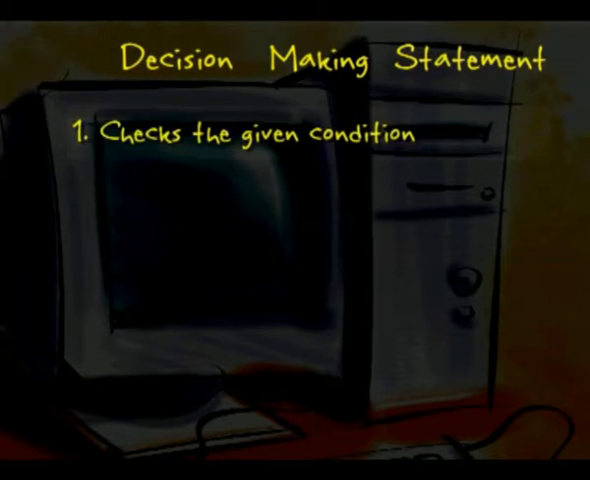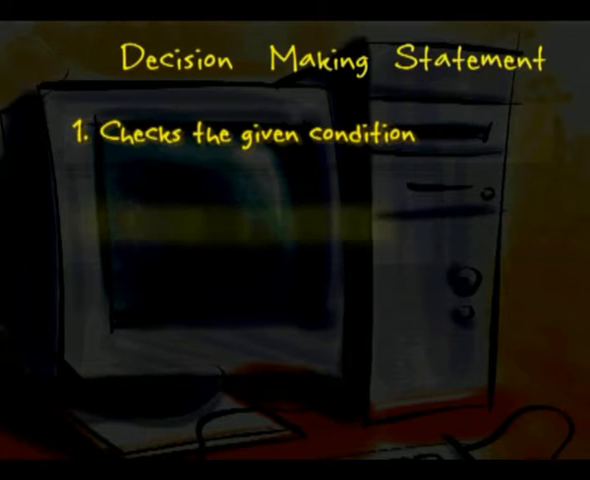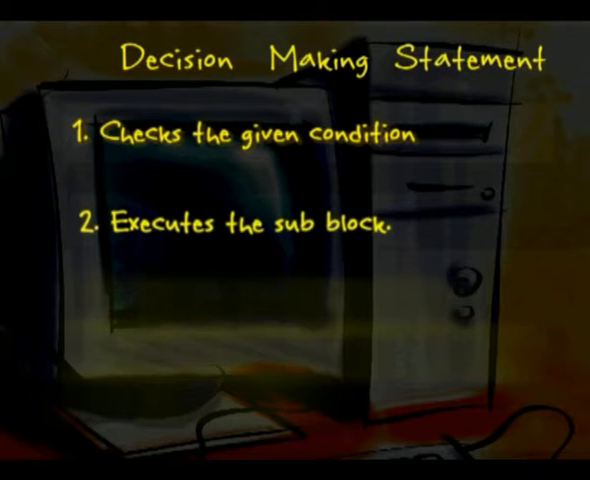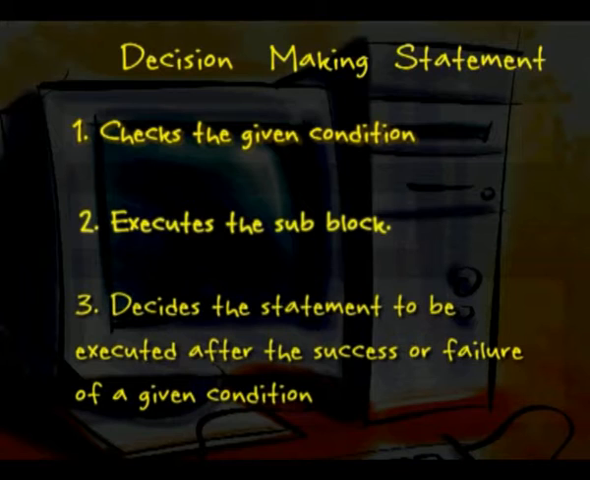So what do they do? They check a given condition. Now this satisfies the second need for a control structure, the testing of some condition, and based on the result of the test we execute the program. So based on the condition it executes a subblock. A subblock is nothing but a small subset of the main program. It is not the full program but a few statements from that main program. So this decides the statement to be executed based on the success or failure of the condition.